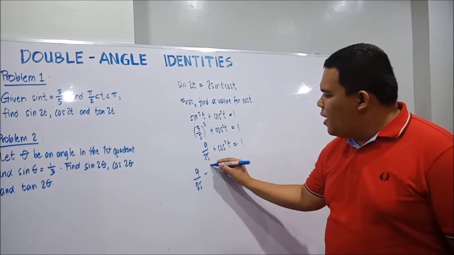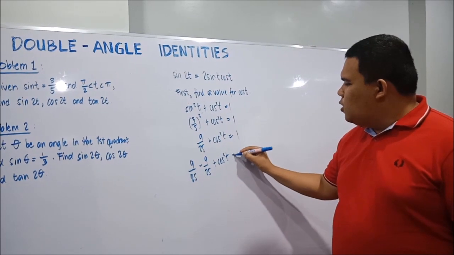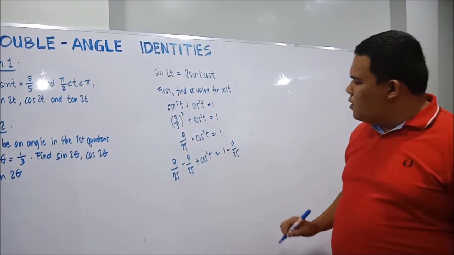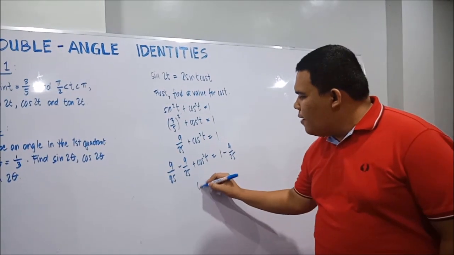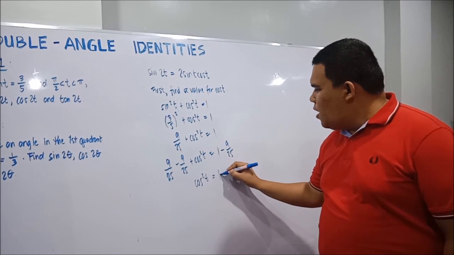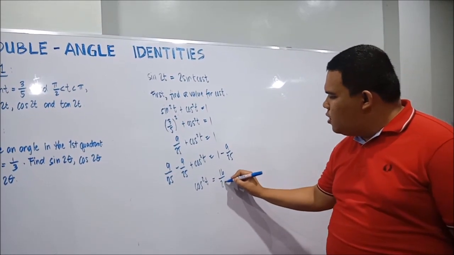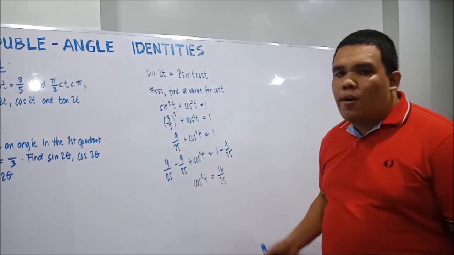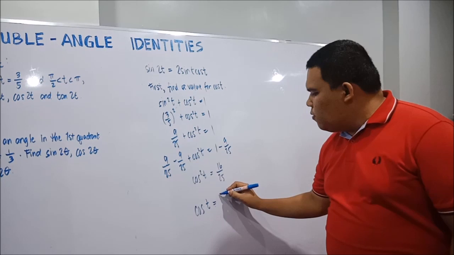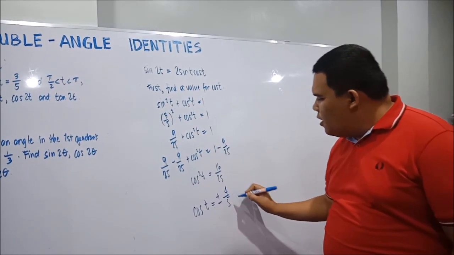Subtracting 9 over 25 from both sides, we get 1 minus 9 over 25 on the right hand side. So we have cosine squared t equals 1 minus 9 over 25, or simply 16 over 25. Taking the square root of both sides, we have cosine t equal to positive or negative 4 over 5.